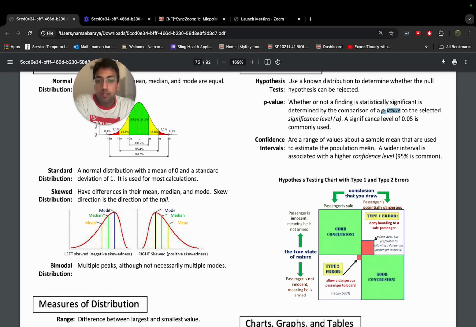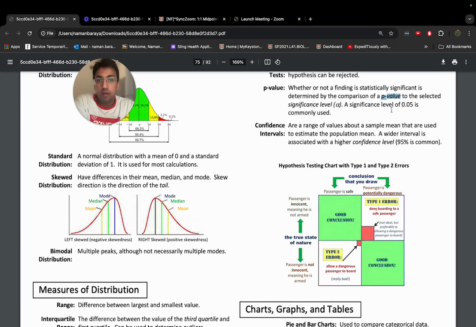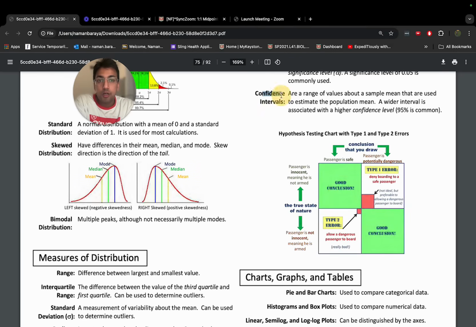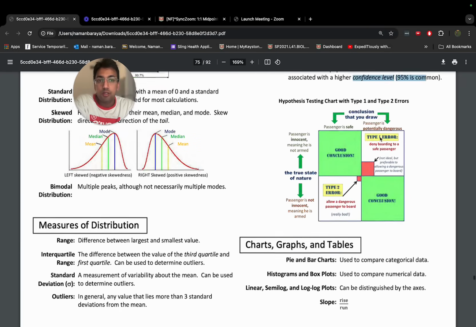So the p-value is like 0.001. That means that there's a really small likelihood that the outcome happened by chance. So it means that we can probably reject the null hypothesis. Confidence intervals just tells us about the range of values around a sample mean. So usually we use a 95% confidence interval.